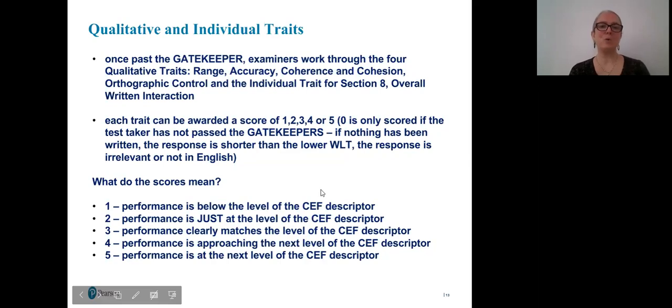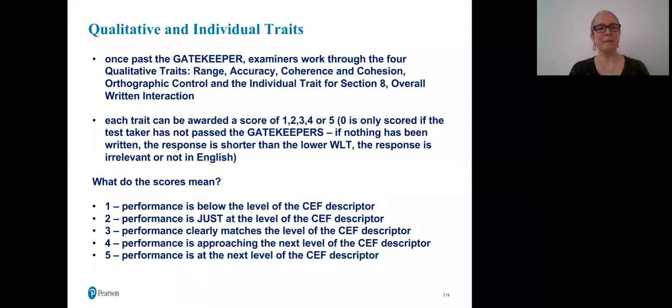So each trait will be awarded a score of 1, 2, 3, 4, or 5. It will only score 0 if the test taker hasn't passed the gatekeepers, which would be if nothing has been written, if the response is shorter than the lower word limit tolerance, if the response is irrelevant or about something else, or, as sometimes happens, if it's not in English. So what do these scores mean?